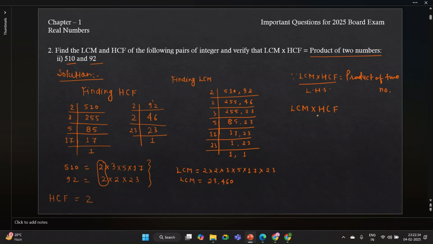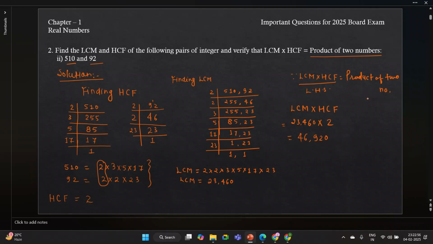So I'm writing LCM times HCF. What is LCM? LCM is 23,460 times HCF is 2. If you multiply it, you will get 46,920.